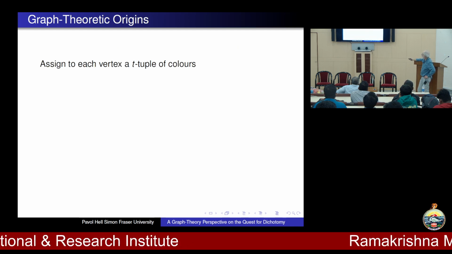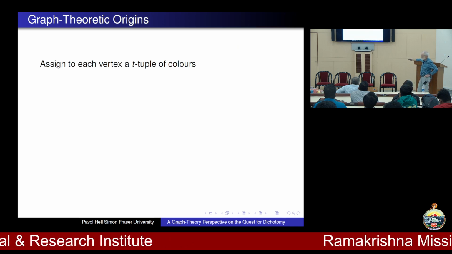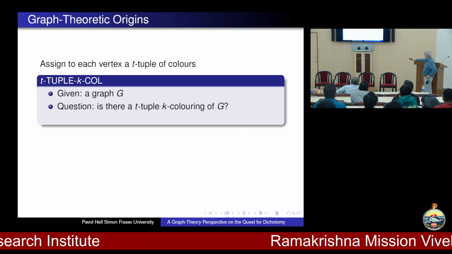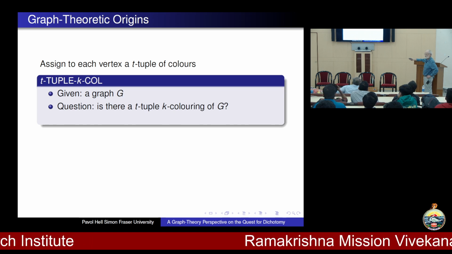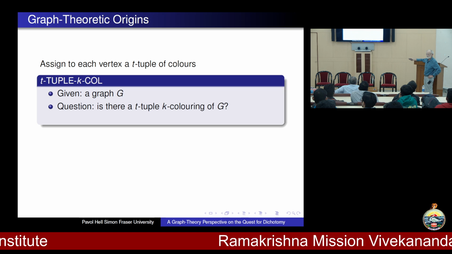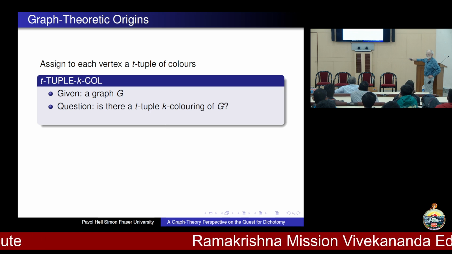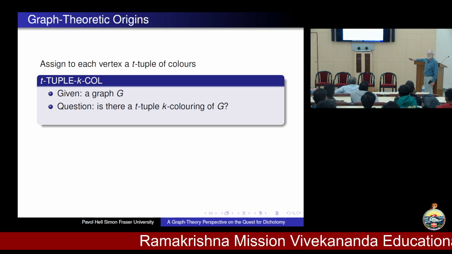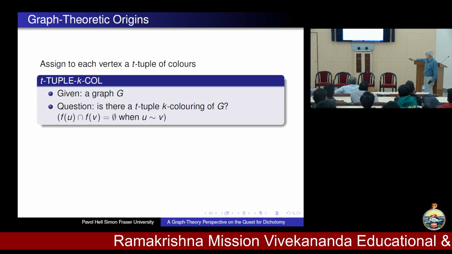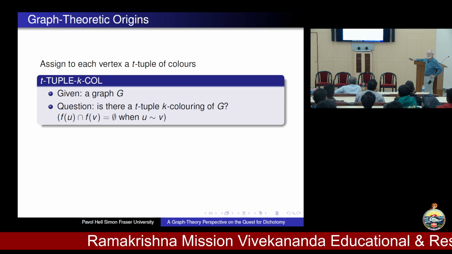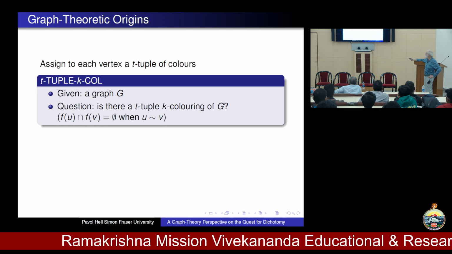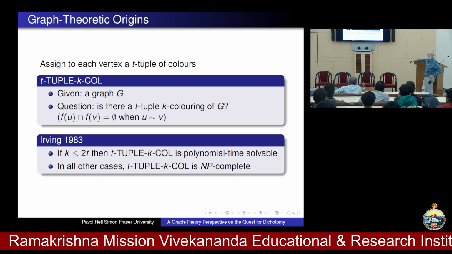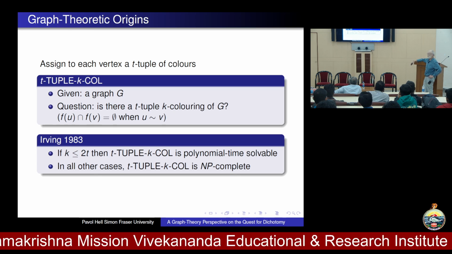Now there are other models, and I guess I probably will start skipping, but maybe I'll start skipping here. This is where you color by tuples rather than single colors. So the question is, can you color the graph with, let's say, pairs so that adjacent vertices obtain disjoint pairs? And that turned out to be polynomially solvable in a trivial case when the graph is bipartite, and NP-complete in other cases.